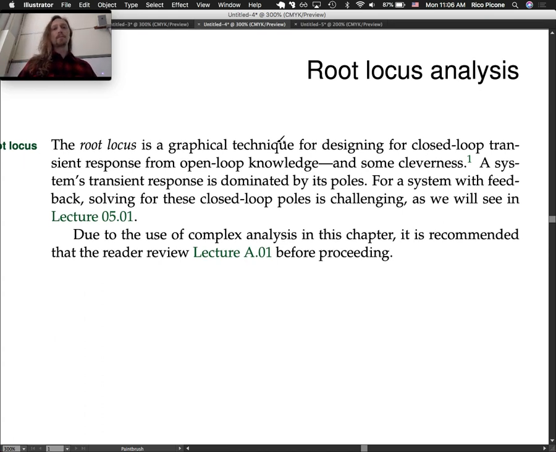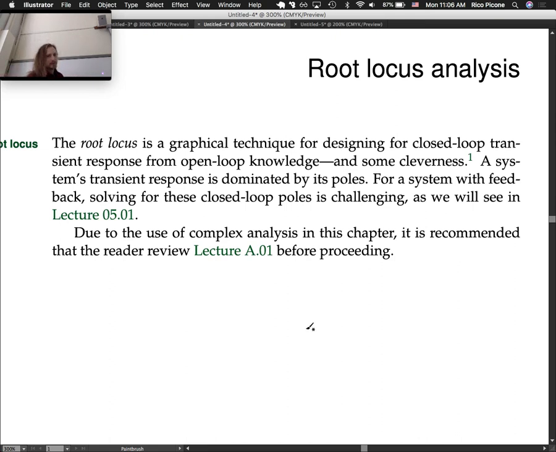So yeah, root locus. Just to give you a preview, it's a graphical technique for designing for closed-loop transient response from open-loop knowledge and some cleverness. This technique was invented approximately in the 1950s. I think it's a paper that came out by Evans, and it was a different sort of controller design technique, analysis technique.